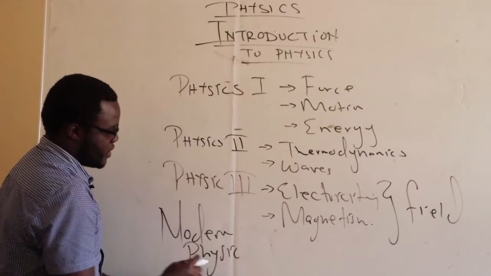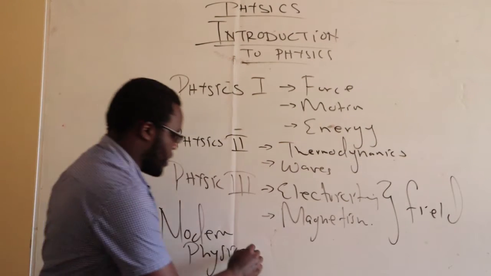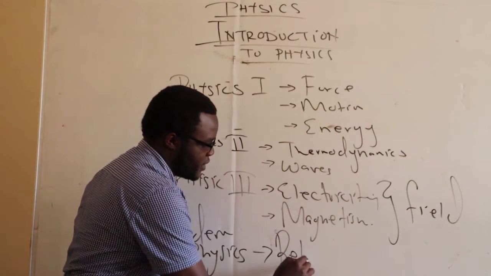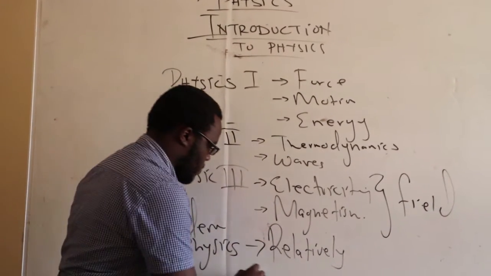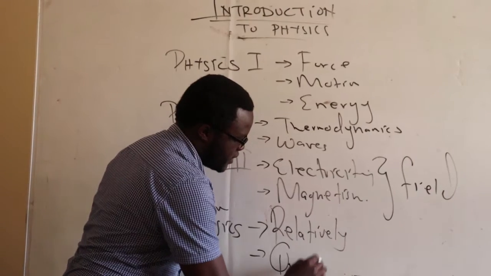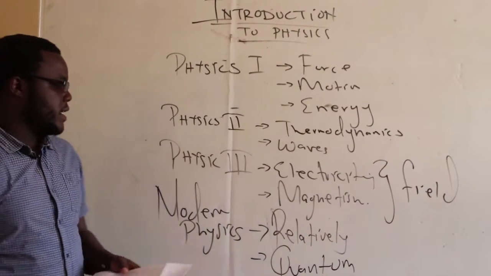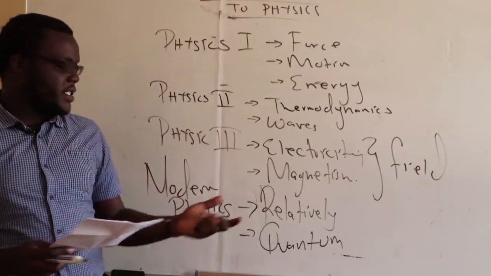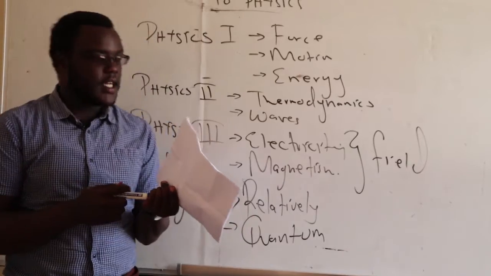Next we have the last group, known as modern physics. Some people like to call it physics 4. It deals with more advanced physics, maybe not at our level here: relativity and quantum physics. These are very interesting topics, especially relativity.